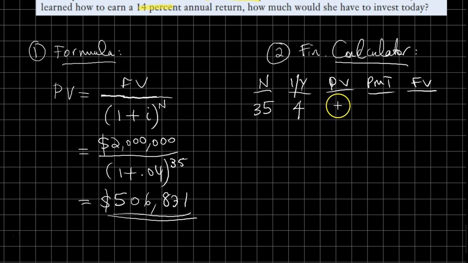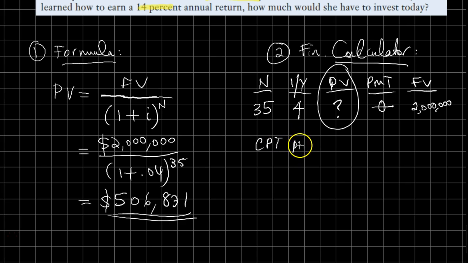The present value is the question mark that we are seeking. The payments are zero. This is not a stream of payments problem. It is a one-time single payment, and we want to know how much we can accumulate down the road. And the future value is $2 million. That's pretty much it. So you would just compute PV, and lo and behold, you get the same answer. So it is almost straightforward.